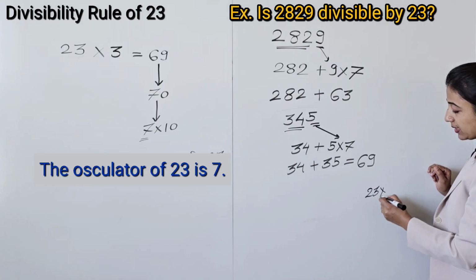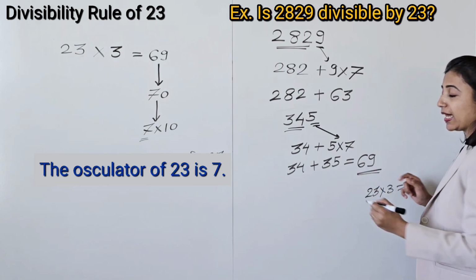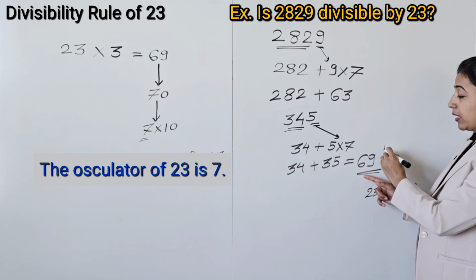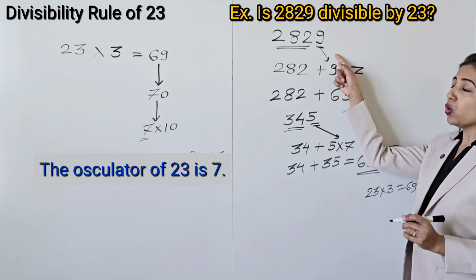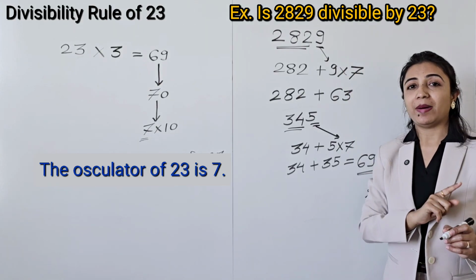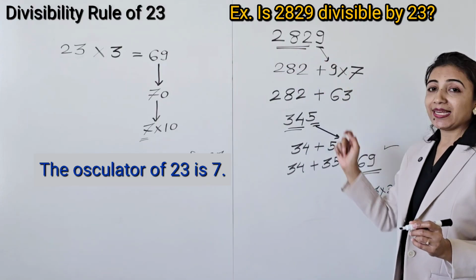23 threes is 69. So we know that 69 is divisible by 23. If this answer is divisible by 23, then we can say our original number is also divisible by 23. That means 2829 is also divisible by 23.